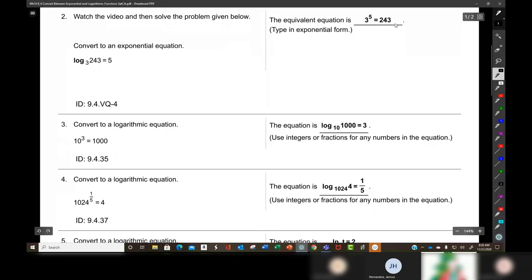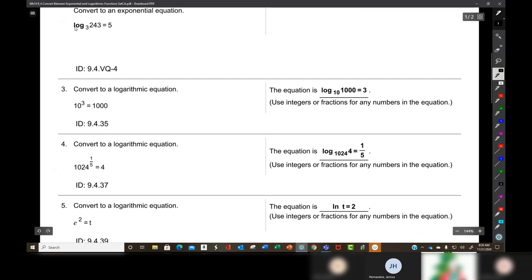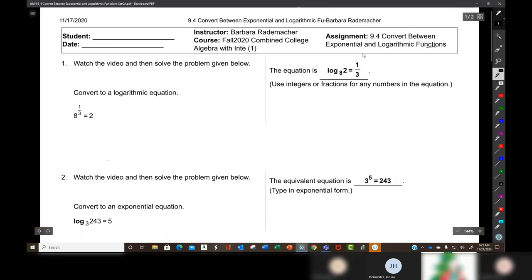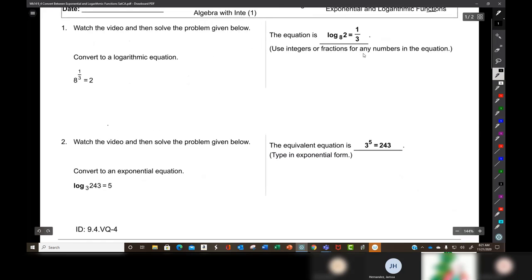So notice I left the answers in, and this is what we're going to do with all of them. We're going to convert this logarithm statement to the equivalent exponential statement. We're not going to be finding answers. The answers are already there. Log base 3 of 243 is 5. Okay, so let's do this. We're going to have three words here. All right, so I'm going to write them down, and it's going to be true for the next 11 problems. 12, all of them. 13 problems.